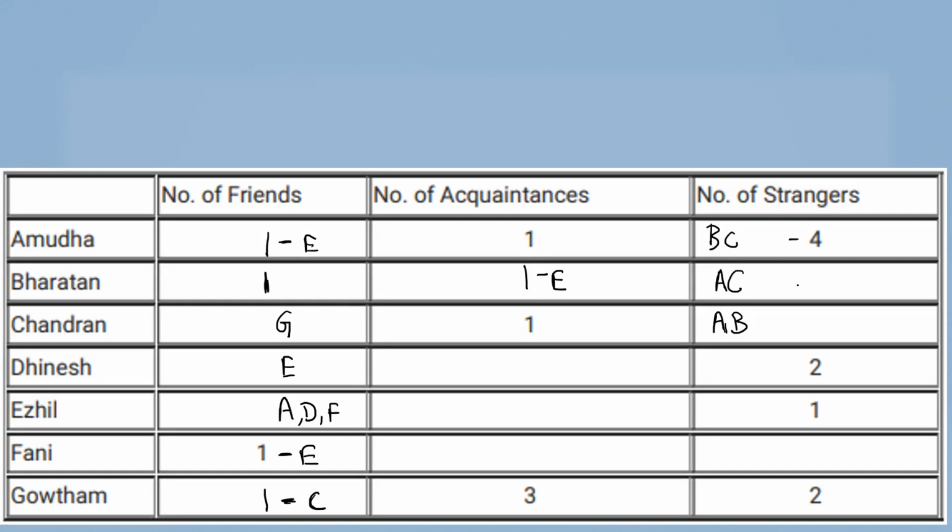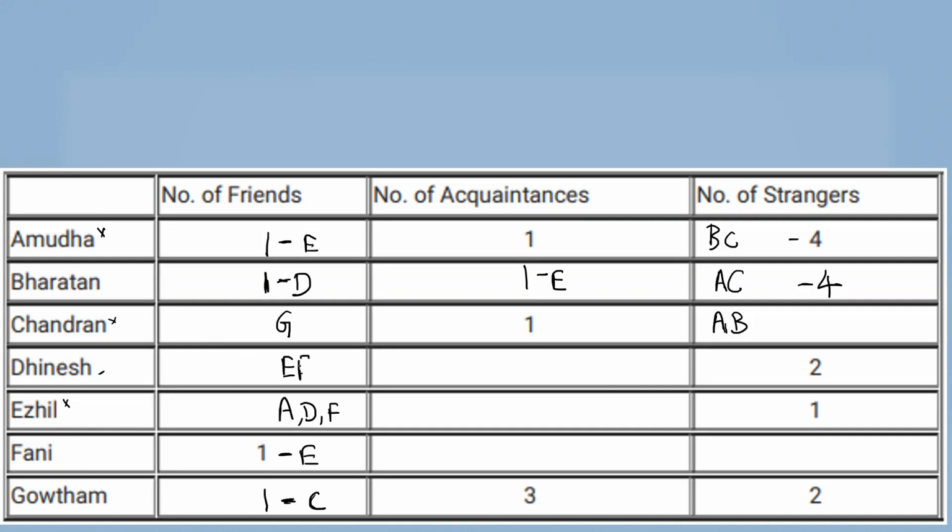So the rest of the column I will be filling with 4. And you can see that in Bharatan's column, I have already written Amudha, Chandran, and Elil. So you can see here that Dinesh, Funny, and Gautam are the ones left out. But Funny and Gautam are already friends with Elil and Chandran, and their one number of friend is balanced. So who is left out? Dinesh is left out.